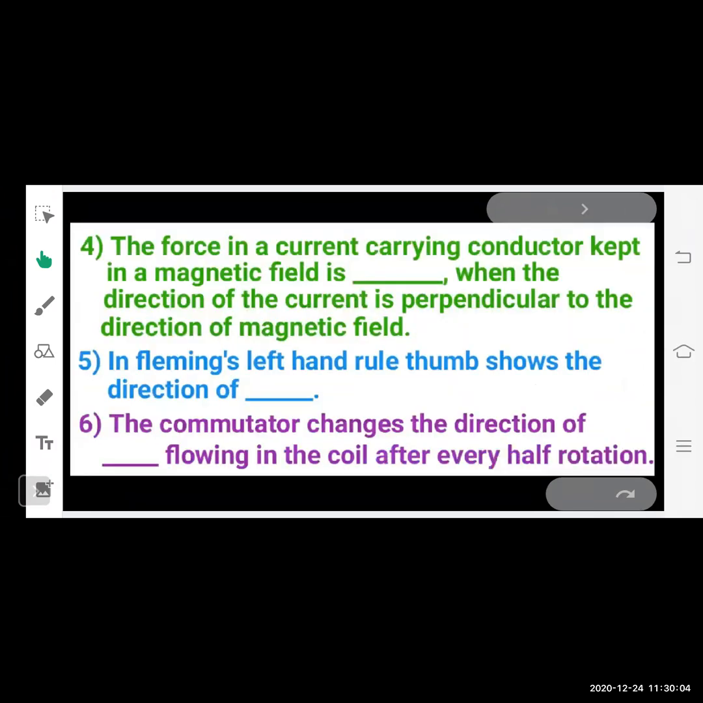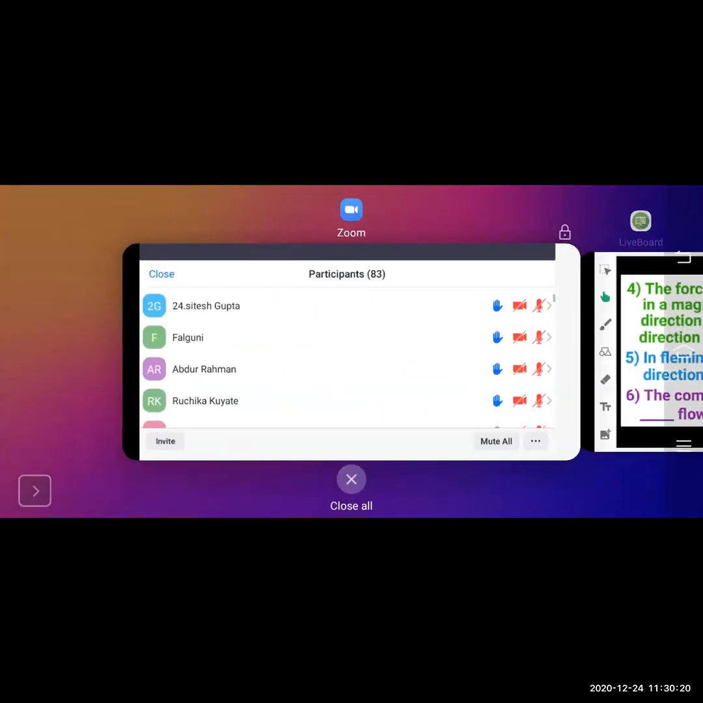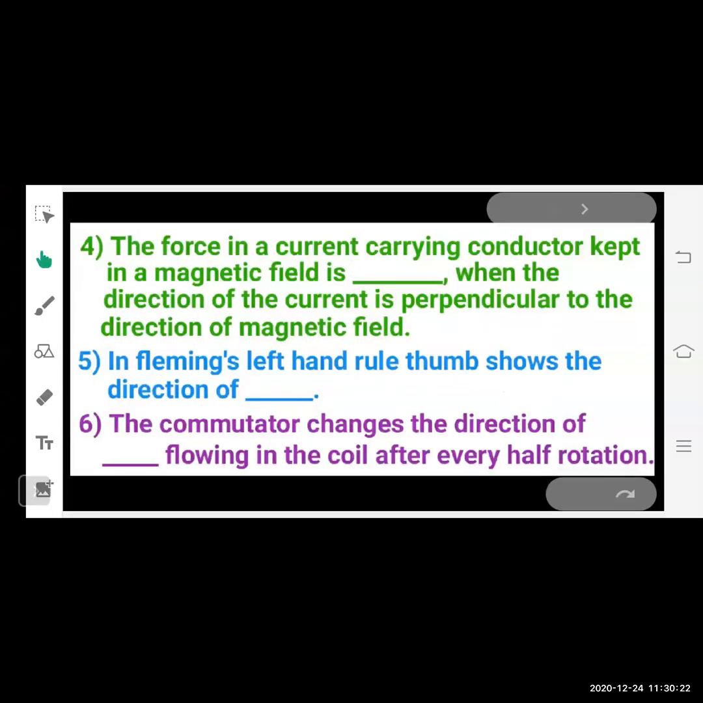Now question number 4, the force in a current carrying conductor kept in a magnetic field is dash when the direction of current is perpendicular to the direction of magnetic field. Yes, or you can say maximum will be the perfect answer.